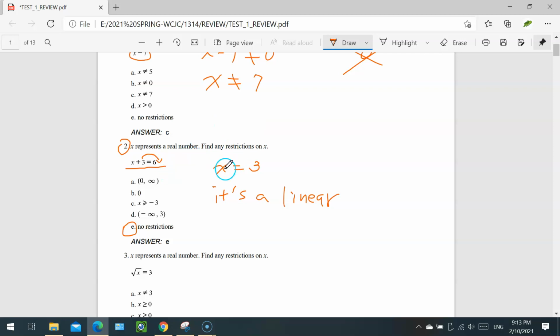So technically we solve for x equals 3, right? But now the question asks you for the restriction point, not the solution of x. If the question asks you for the solution of x, of course you answer 3. But this question is asking for the restriction point. You simply say no restriction point. And that's it. Because this is not a fraction form.